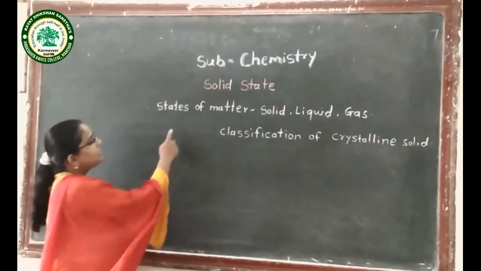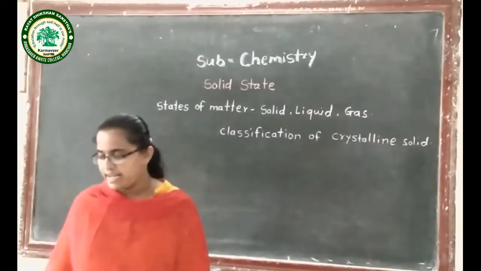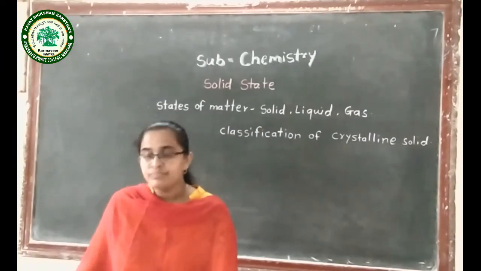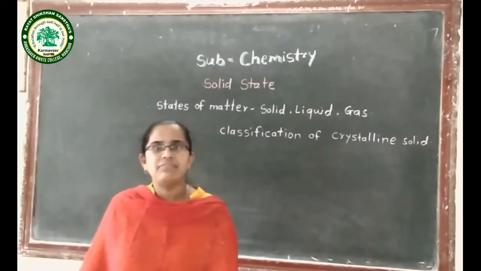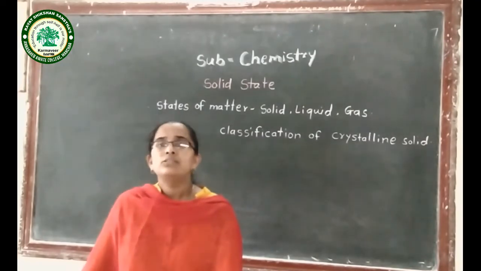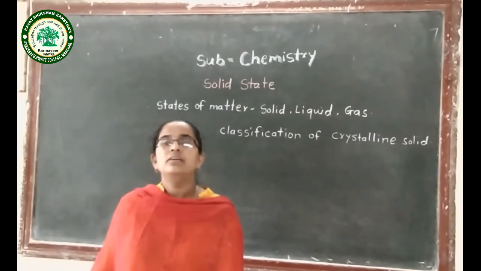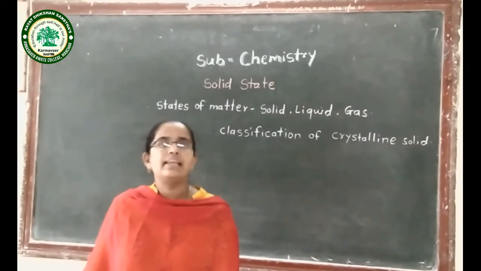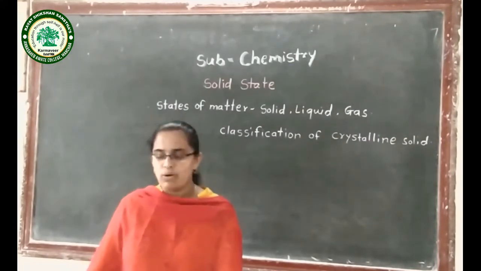Now, which are the different states of matter? Solid, liquid and gases. These are the different states of matter. Now, which are the properties of solids? First, solids have definite shape and form. Solids have particular structure, that is crystalline: cubic, rhombohedral, orthorhombic, triclinic, monoclinic. These are the different types of crystalline solids.